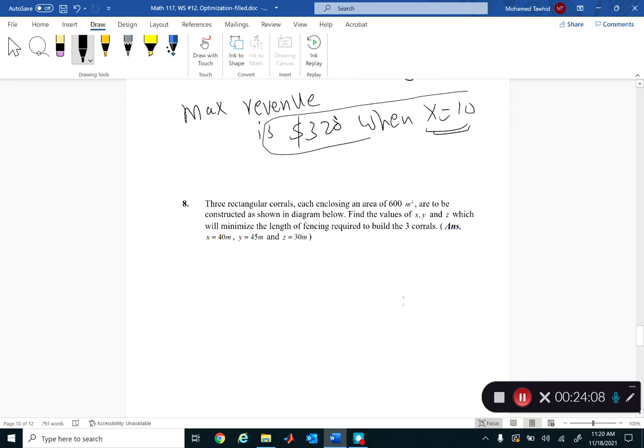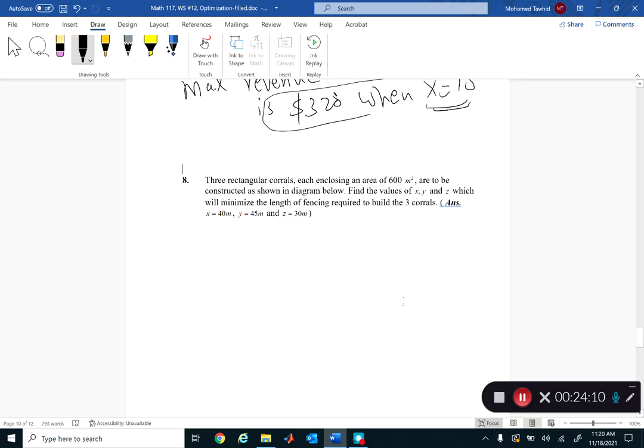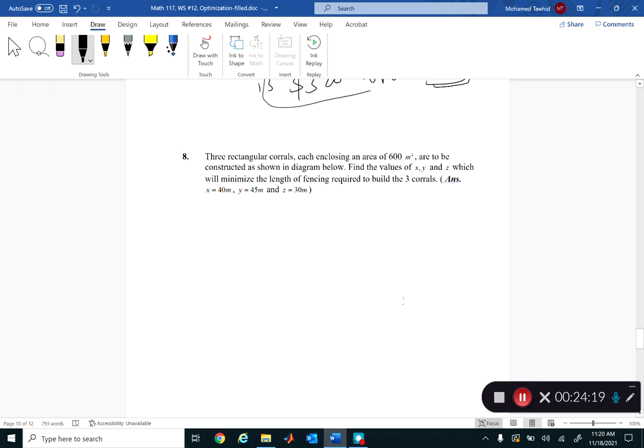All right, so now we leave the revenue, the cost and the profit, and we go for something very interesting. It's more like something related to high school maybe. So let us look at what is written here. You have 3 rectangular corrals, each enclosing an area of 600. If I try to draw this one here, you have this one 600, and 600, and then 600.